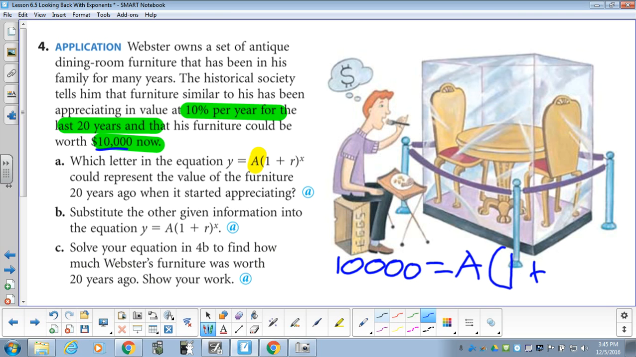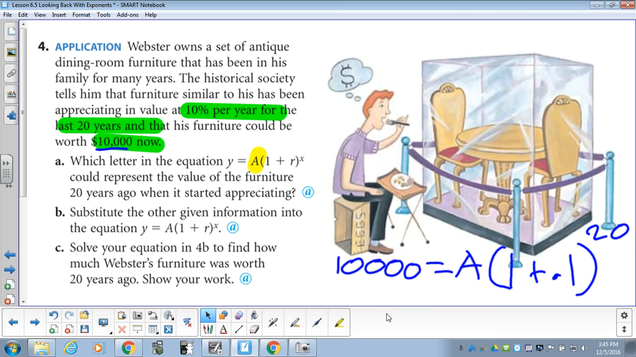What was that rate? It's up there in the top. Let you think about it for a second. 10%. So what's that as a decimal? 1 plus 0.1. And how much time has gone by? What's our exponent? X is equal to what number? 20. 20 years have gone by.